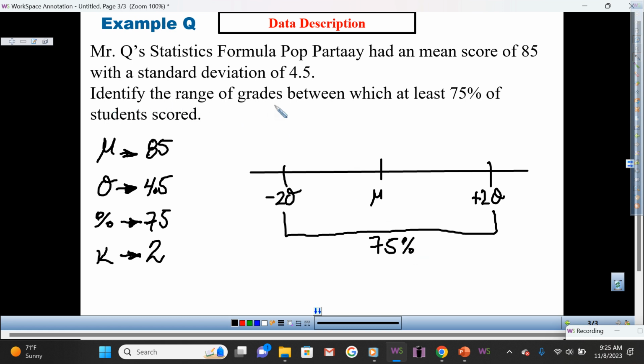So the question is, identify the range of the grades between which 75% of the students scored. So this is 2 standard deviations, is that correct? So here we go. Where do we start? We start at the mean. The mean is what? 85. So where would we be at the first standard deviation? Tell your neighbor, where would we be at the first standard deviation?